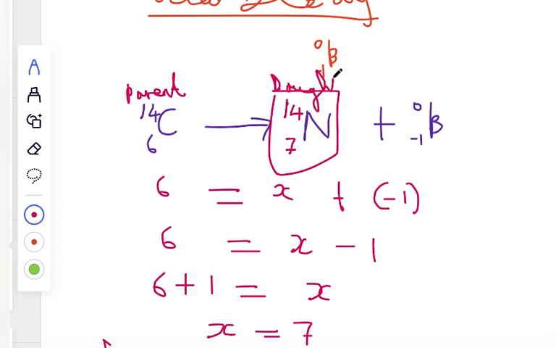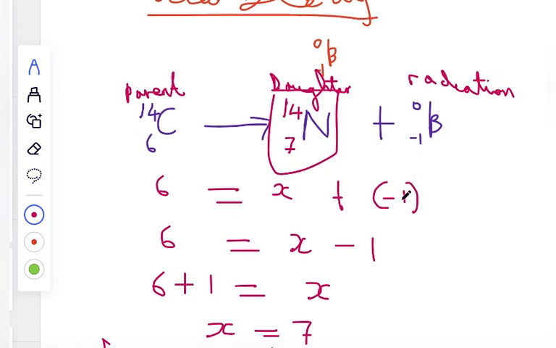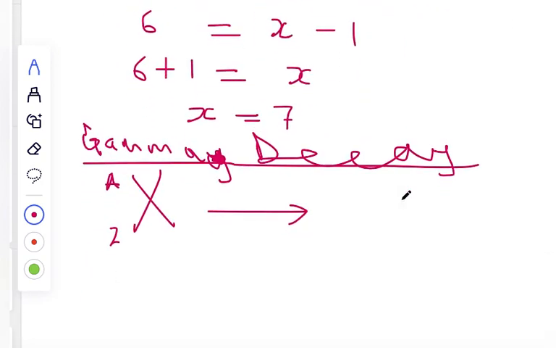The beta radiation is the radiation. This is the daughter nuclei, this is the radiation. This is the decay substance, or what we call the radiation or the decay substance. Okay, so in the case of gamma, we say no energy is lost.